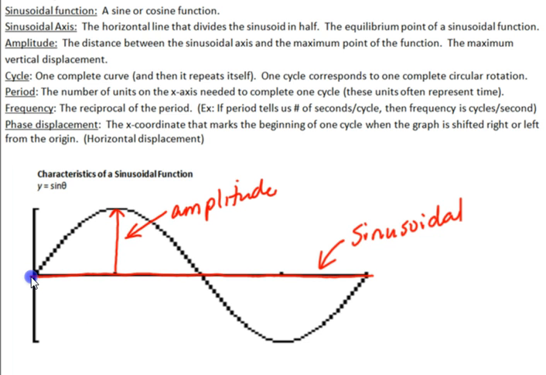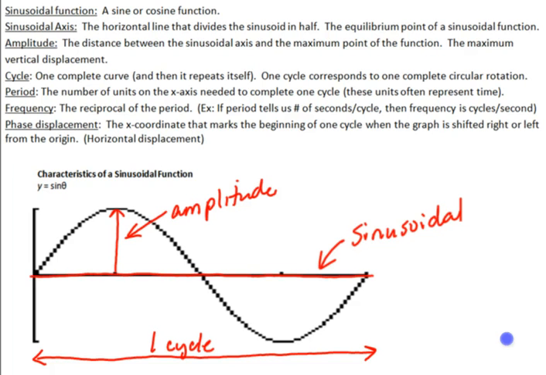One cycle of the graph is just one section of the graph that repeats itself. So once we've gone through one cycle, the graph will just repeat itself. So this is one cycle here. The period is the number of units on the x-axis that equals one cycle of the graph.